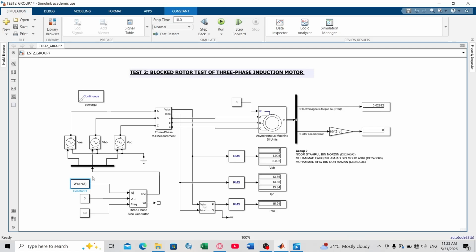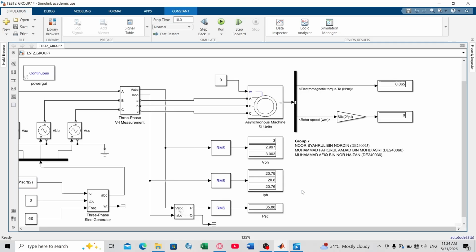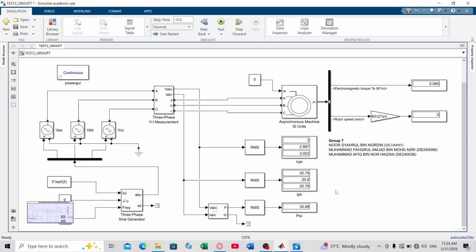This is for the voltage of 2 volt. We have the phase voltage 2, IPH 13.86 mA and PSC 15.94. For 3 volt, we get the VPH 3 volt, IPH 20.79 mA, and for PSC we have 35.88 watt.